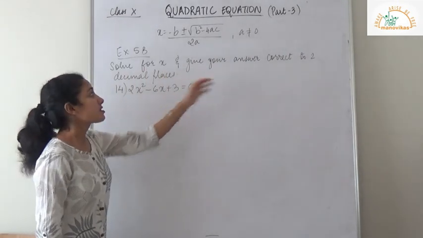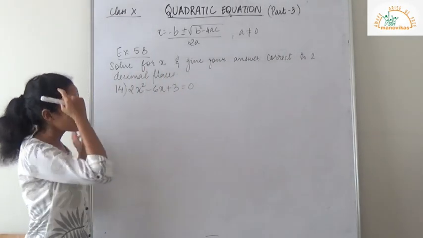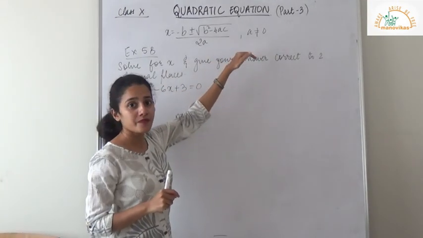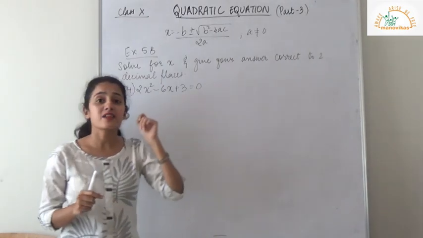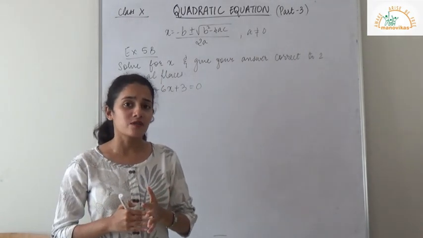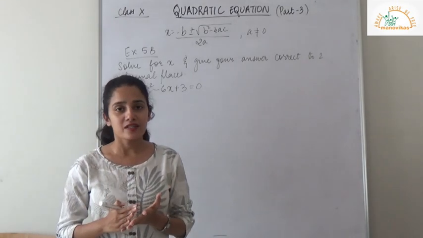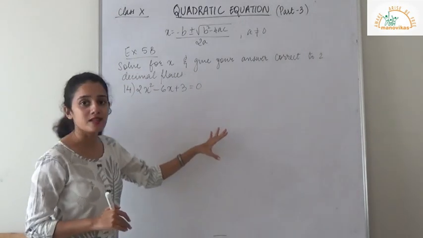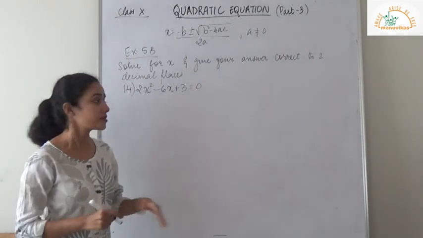Solve for x and give your answer correct up to 2 decimal places. Now for these types of problems, we use the quadratic formula and from here we find the value of the square root. How do we find the value of the square root? That is either by prime factorization method or by long division. That is what we are going to do in this problem and find the solution.